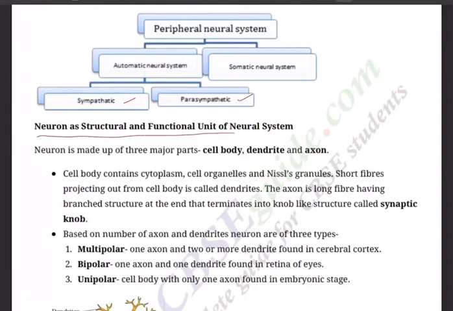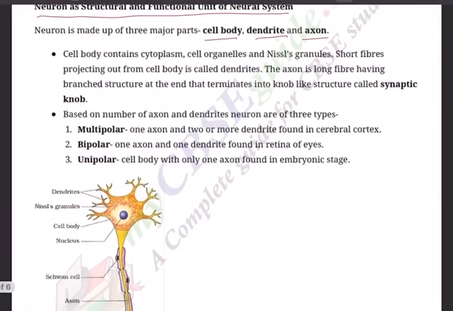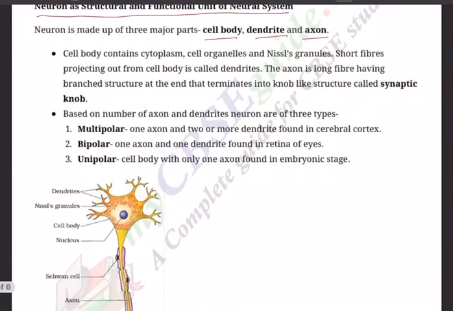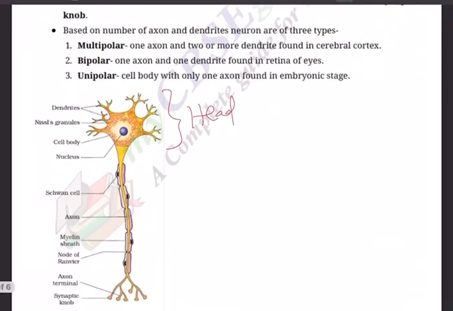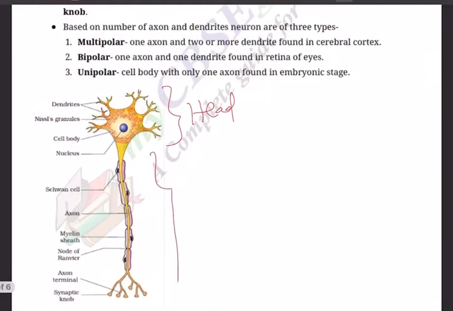So basically, neuron is the structural and functional unit of nervous system. And neuron is made up of three major parts, that is cell body, dendrite and axon. Now quickly draw the diagram and see where is the dendrite. So this is the main head region. This is head and this is a tail. So you got a head and a tail.